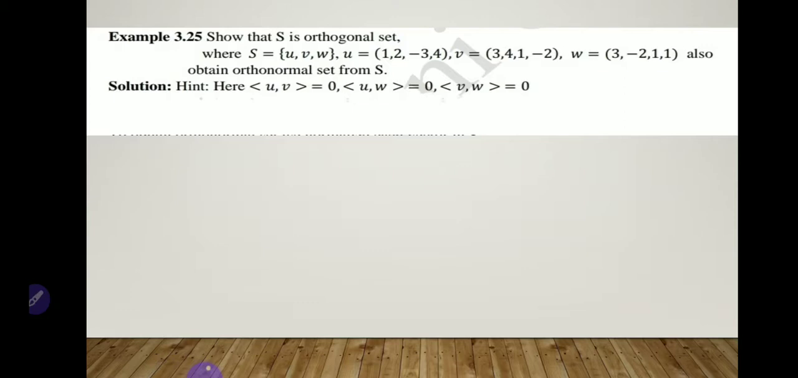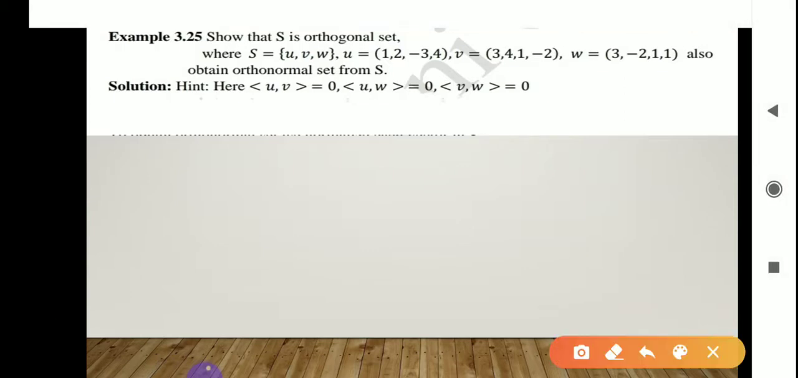See, in this question, if it had been asked directly to find an orthonormal set, or obtain an orthonormal set from a given set of vectors, then first we have to check whether S is an orthogonal set or not, because for an orthonormal set, first that set should be orthogonal. So here our question is to show that S is an orthogonal set. We say that S is an orthogonal set if each pair of vectors in S is orthogonal. In S there are three vectors: u is given, v is given and w is given.